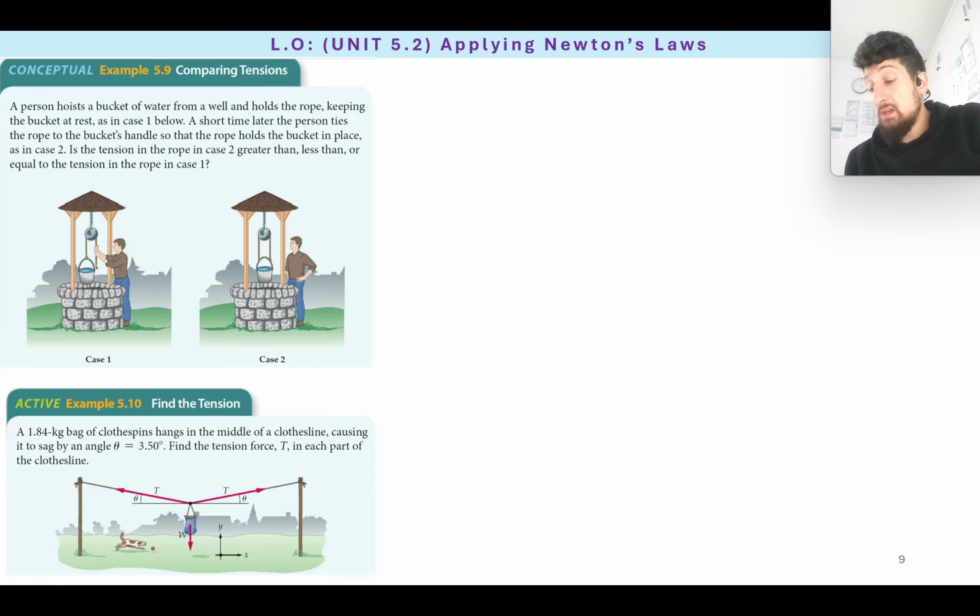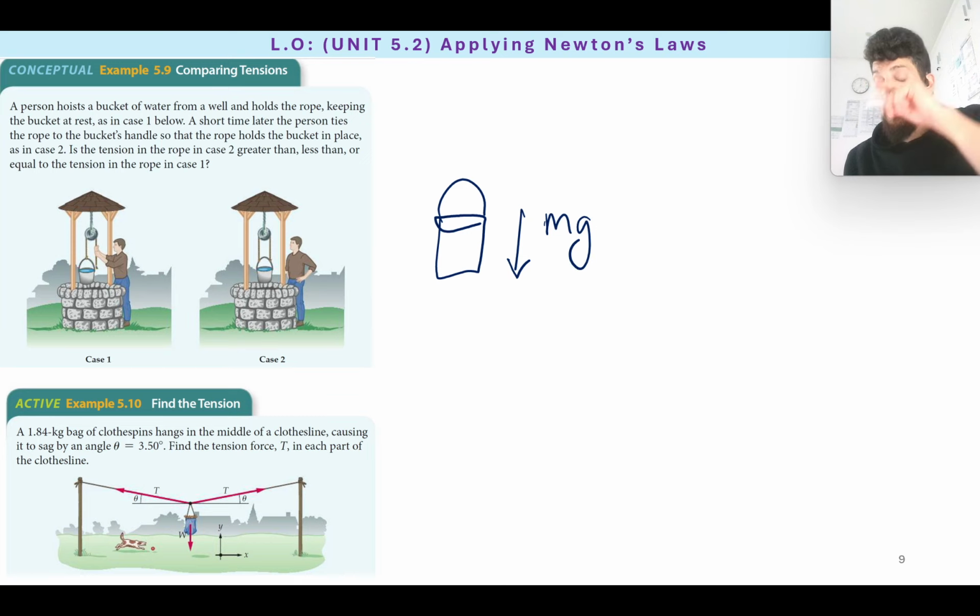I want you to think about the forces involved. The bucket has water in it. It's heavy. It's mg, weight. Weight equals mass times gravity. So that's the force acting down. The force acting up, what's countering that force, is tension.